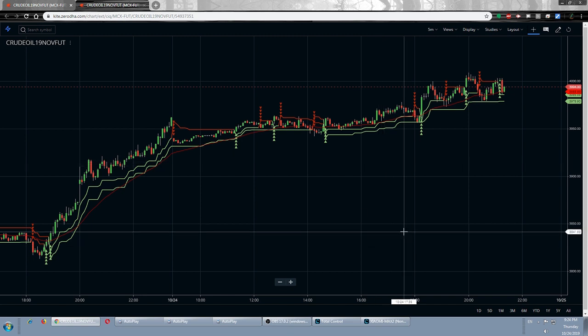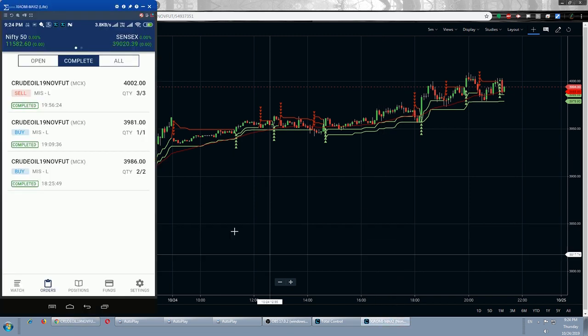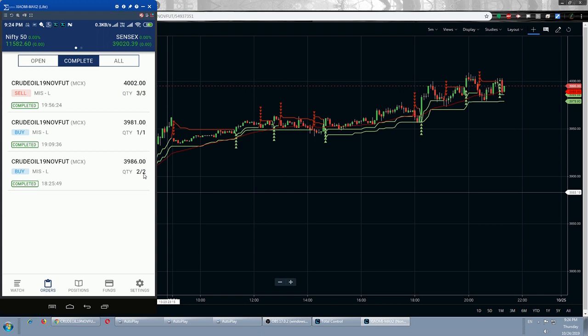Now let me take you to my mobile. These are the orders, these are the things that I traded. As you can see here, I was trading with two megalots initially, and then I added one megalot, so in total it became three megalots, and I exited here. It was a buy order, and I booked my profit by selling the three megalots.